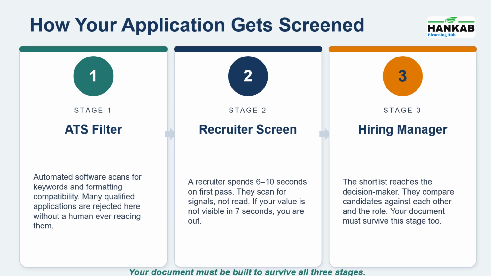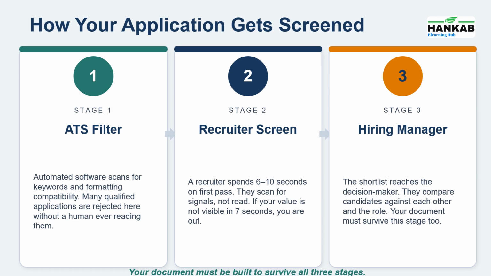Stage 2 is the recruiter screen. The applications that survive stage 1 are now reviewed by a human, a recruiter or HR officer. But do not imagine this as a careful reading. Research from eye tracking studies shows that a recruiter spends an average of 6 to 10 seconds on the initial pass of a document. They are not reading, they are scanning for signals. Your most recent title, your most recent employer, how long you were there, whether anything in the layout makes them want to slow down.